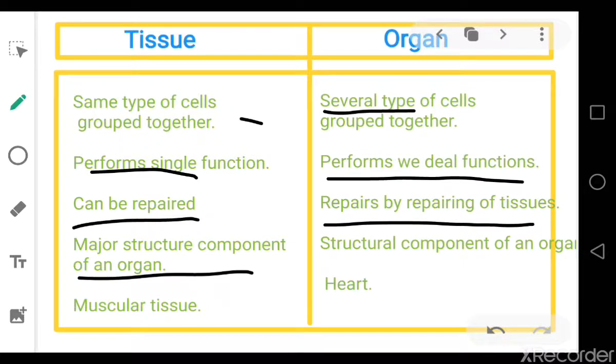And what does this do? This is the structural component of an organ. As we've discussed, muscular tissue is an example of tissue. The heart is an example of an organ. I hope you've understood the difference between them both and understood them separately too. Now moving towards the flow chart, we're going to wind up the chapter.